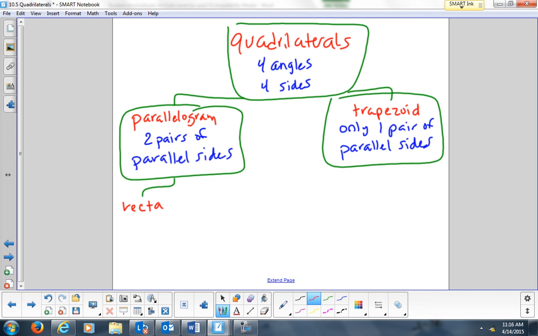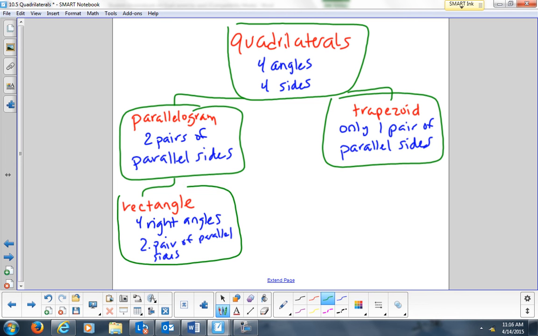Okay, so a rectangle has 4 right angles and 2 pairs of parallel sides. So if it asks you to classify a rectangle, it is a parallelogram and it is also a quadrilateral. You see how this is kind of a flow chart? Okay.